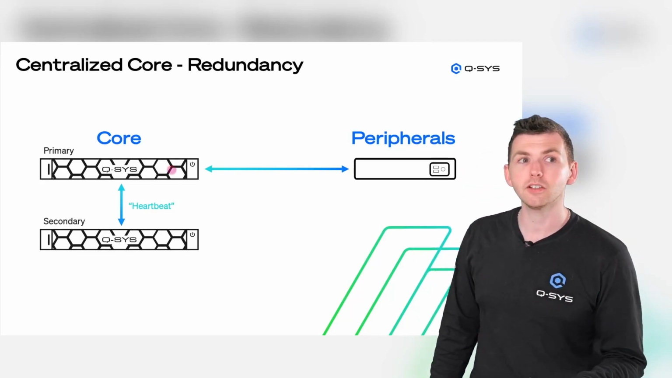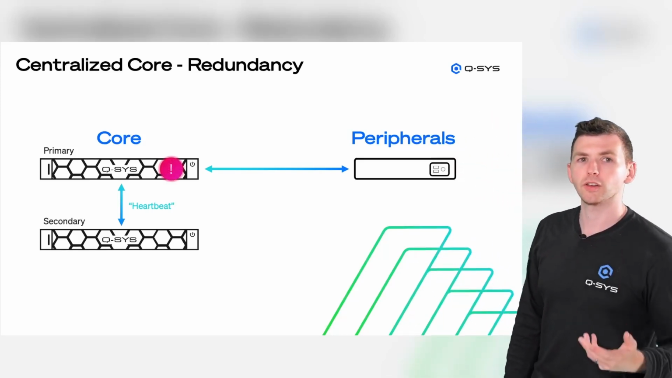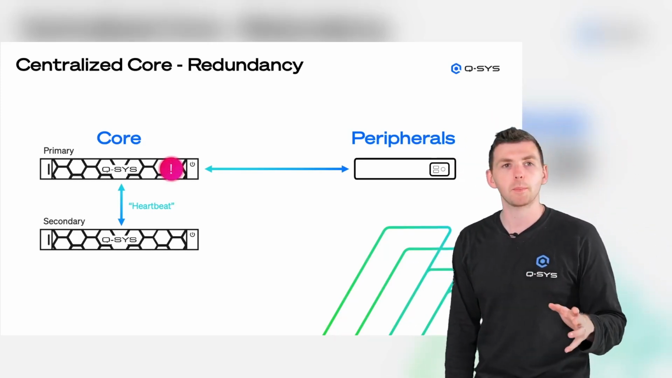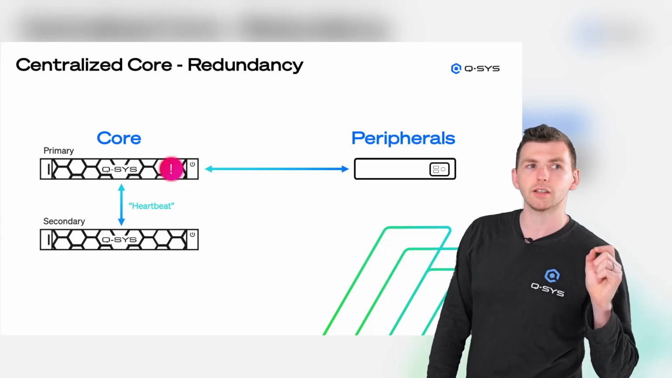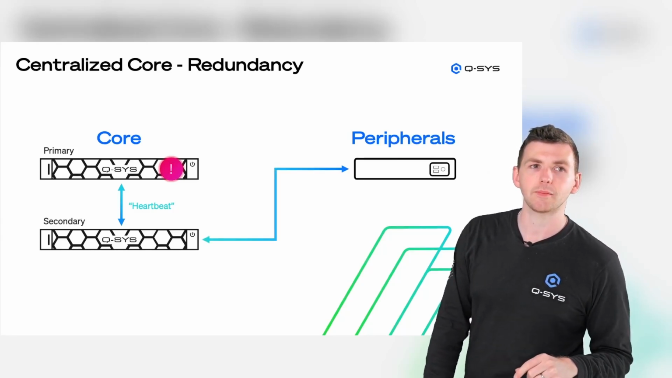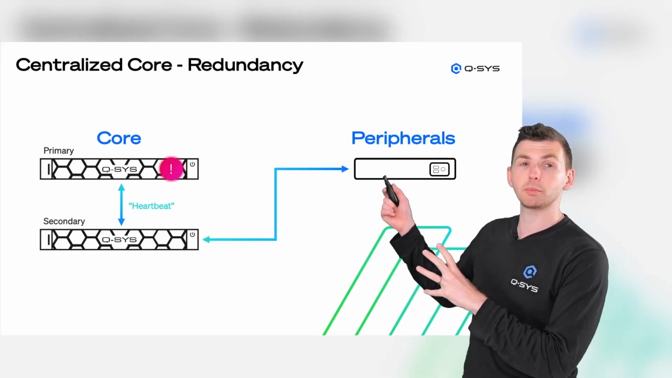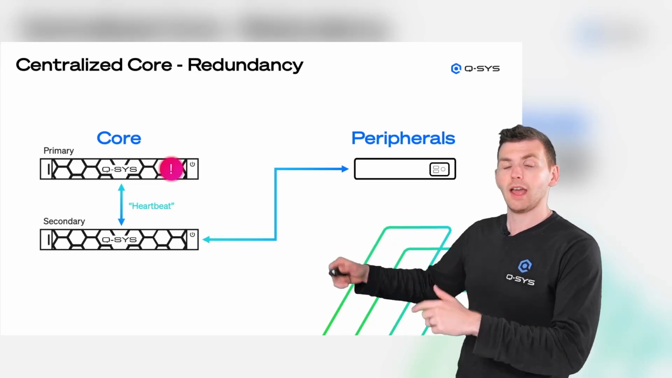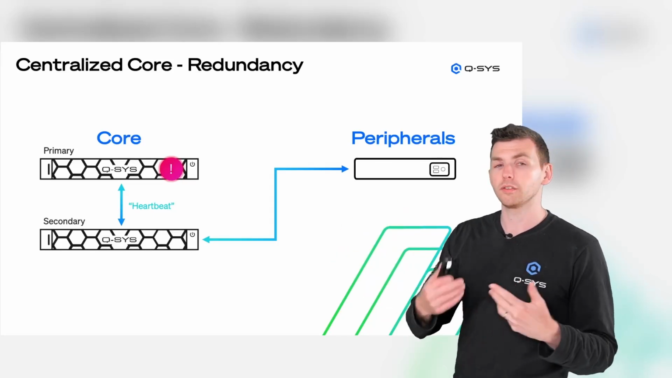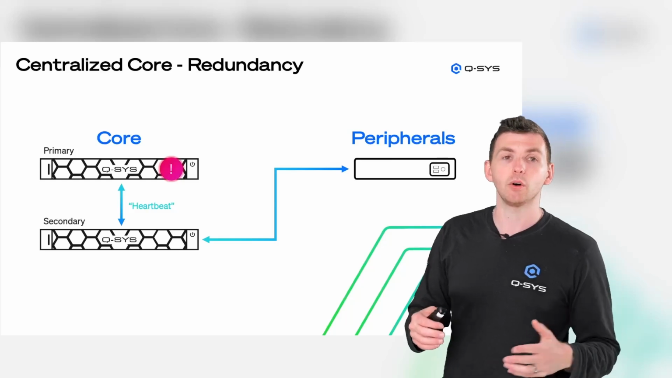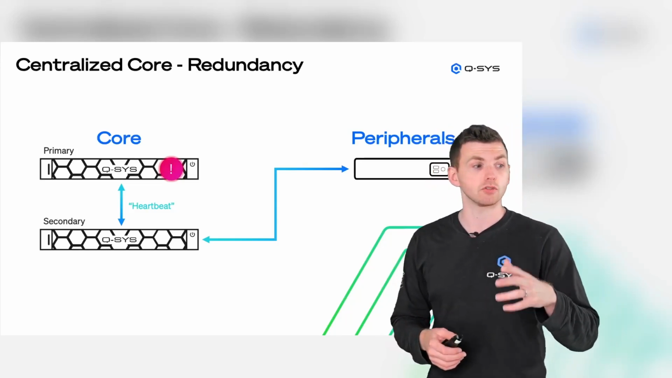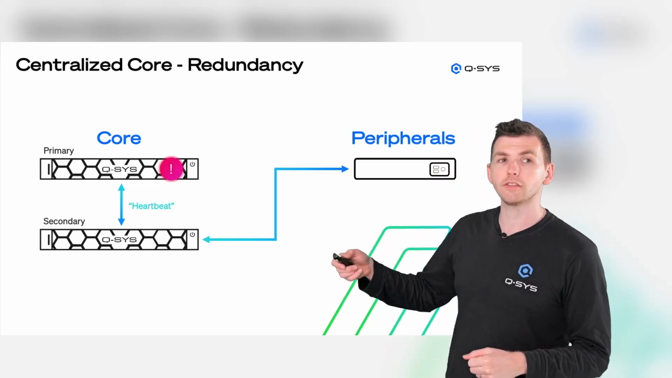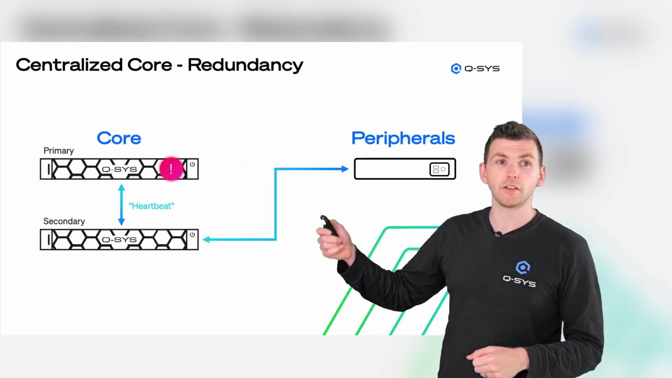Now, if there is an issue with the primary, maybe it goes offline, maybe it loses power, whatever it might be, within a few seconds, the secondary will detect that, and it will just tell all of the peripherals that it is in charge, and then it will take over all of the audio processing exactly where it came off. And of course, the video and the control as well. That whole changeover takes about 5 seconds or so.